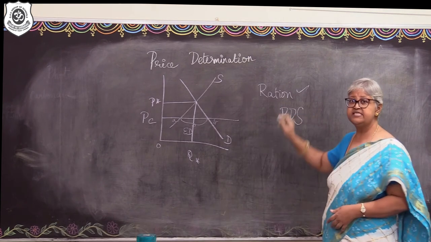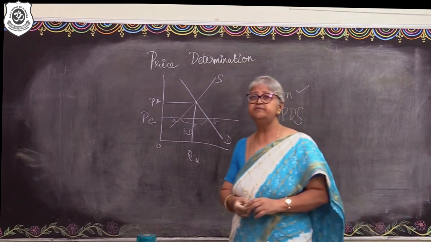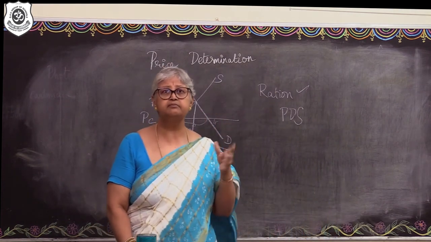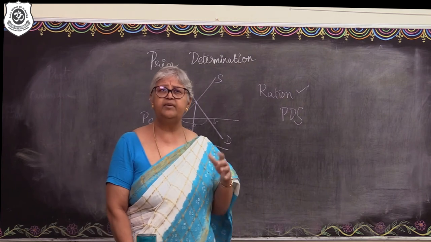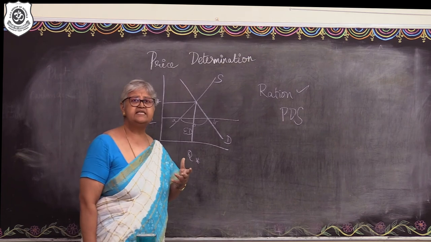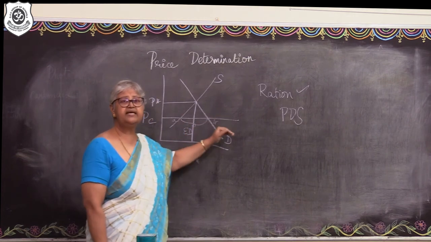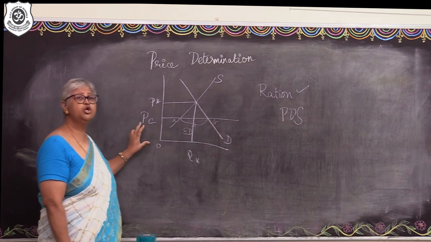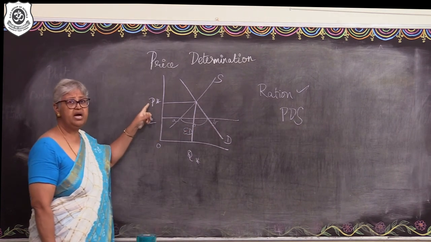The public distribution system. The public distribution system is a system through which the necessity products are sold to the poor, the below poverty line population. They will be able to enjoy some of these necessity products at a controlled price or at a ration price. So that ration price will be a much lower price compared to the open market price.